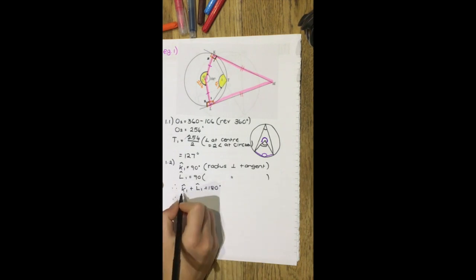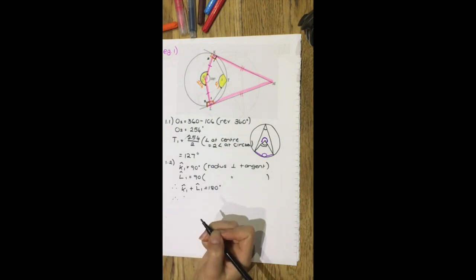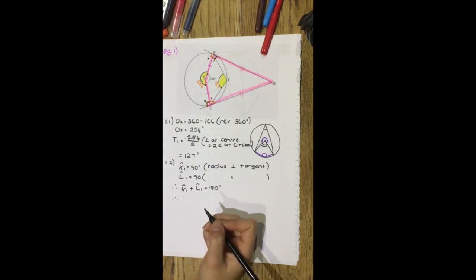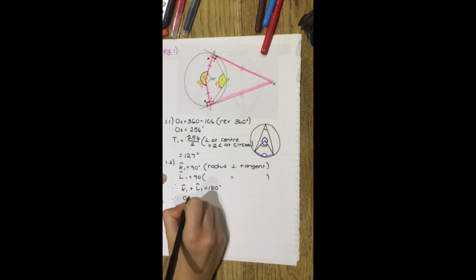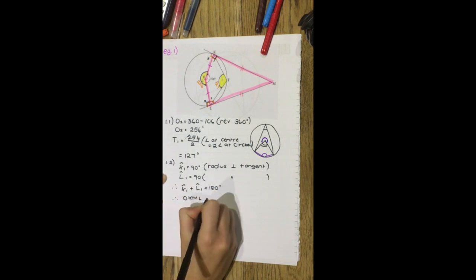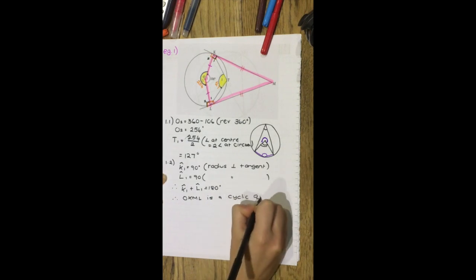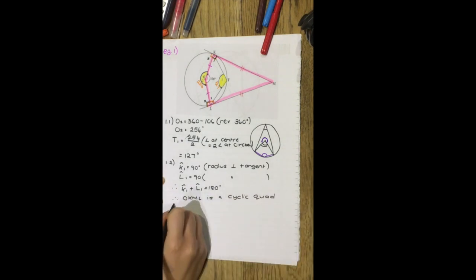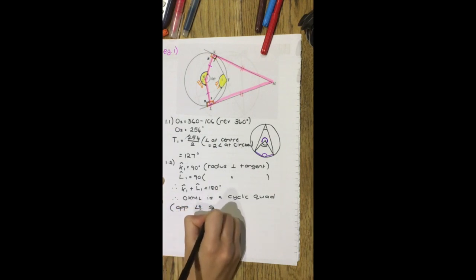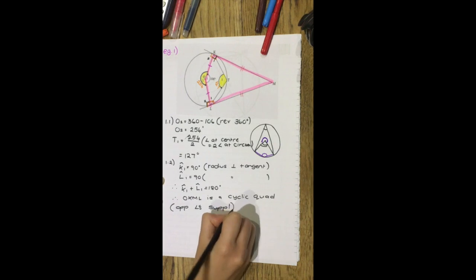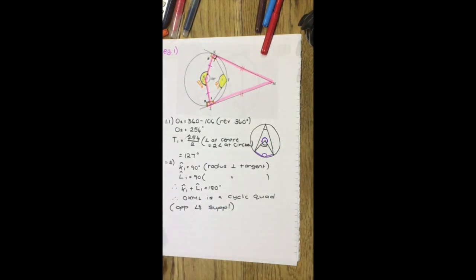Therefore, OKML, I'm just going to label it the same, OKML is a cyclic quad, right? Because opposite angles are supplementary. And don't forget, supplementary means they add up to 180 degrees.